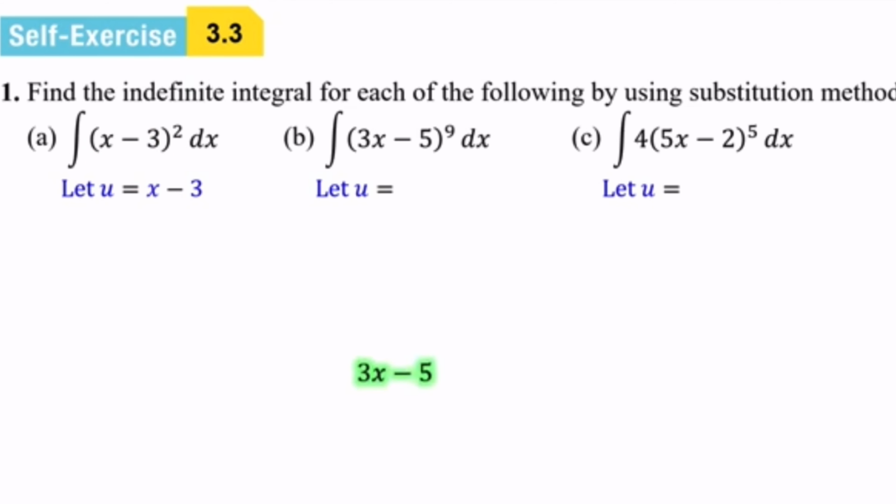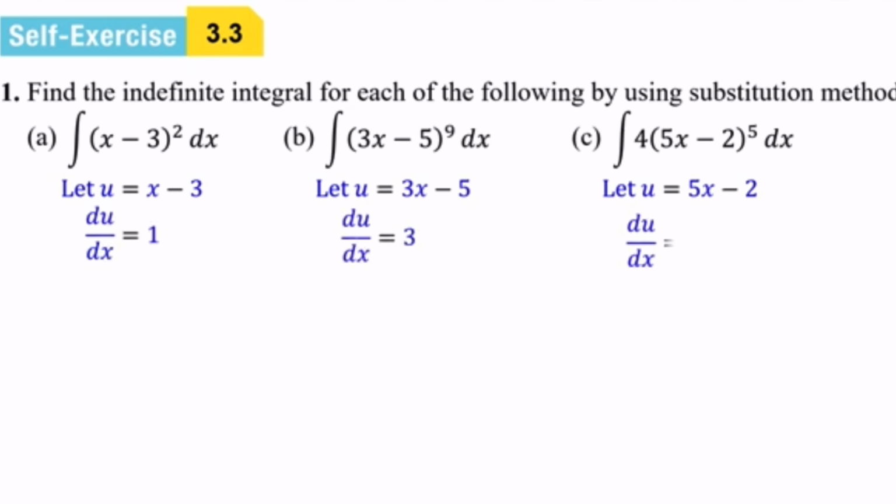For B it is 3x minus 5. And then for C, inside the bracket is 5x minus 2, right? So we will just let u equal to whatever is inside the bracket, right? So now we do du/dx one by one. For A, du/dx is 1. For B, du/dx is 3. And for C, du/dx is 5, alright?